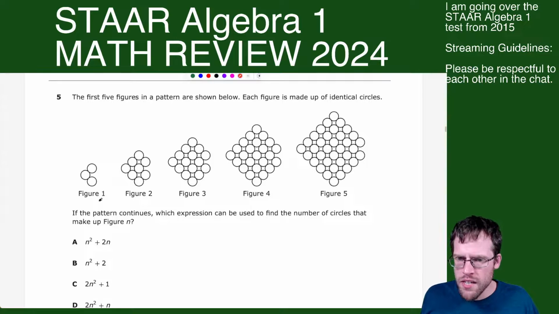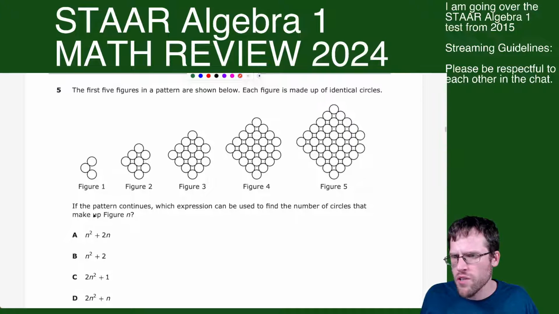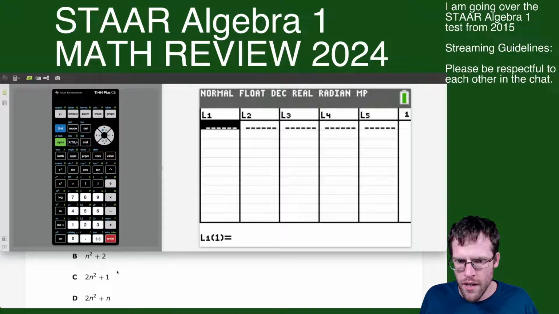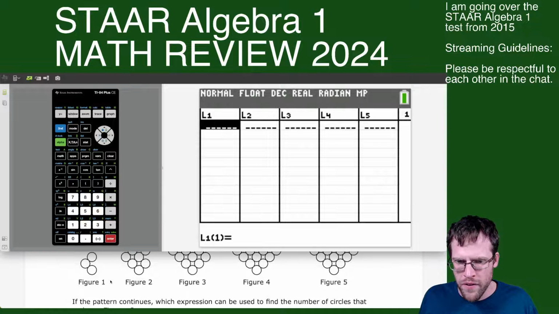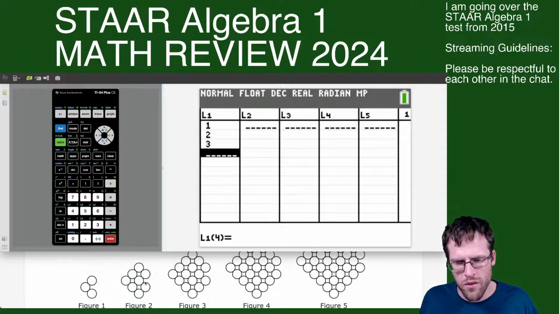Okay, this one here, we have a situation where we have figure 1 through figure 5, and we want to know if the pattern continues here, which expression can be used to find the number of circles that make up figure n. I mean, for this one, if you want to just use the calculator, what you could do is go to Stats, Edit, and you make a list here. So figure 1, 2, 3. And 3 points should do it, but to play it safe, we could use a fourth one.